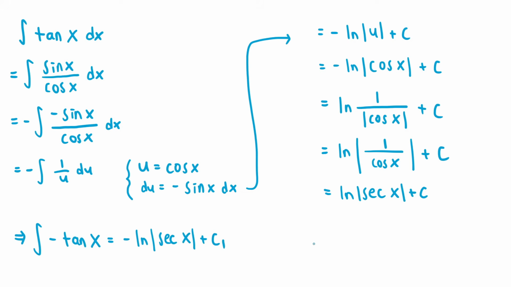which means the integral of negative tangent of x is negative ln of the absolute value of secant of x plus the constant c1. Technically, we already used c, so to not have the negative sign before the constant of integration, I had to use another arbitrary constant. But it doesn't actually matter because when we add up the two integrals we have in our original problem, the result is just some arbitrary constant at the end anyways.